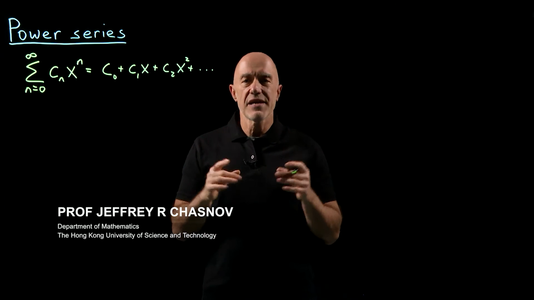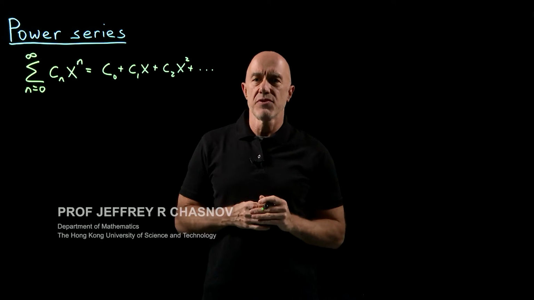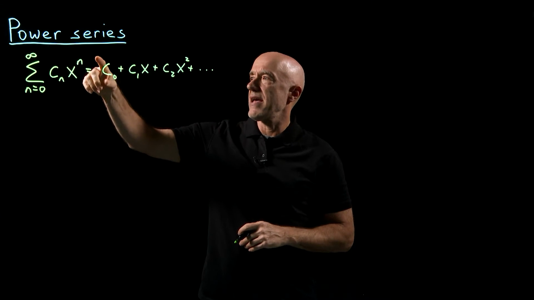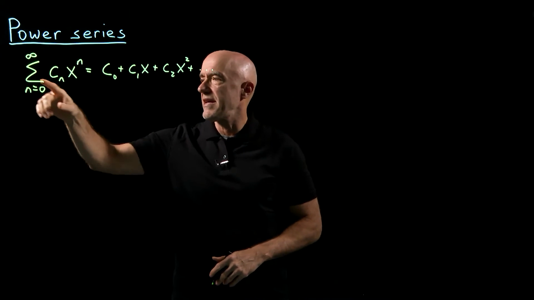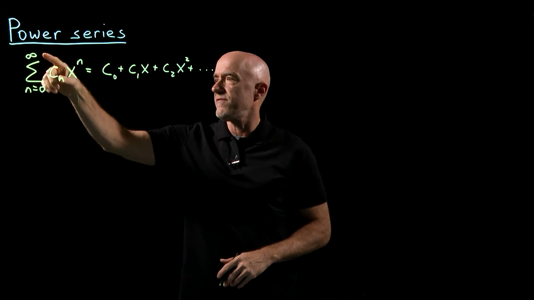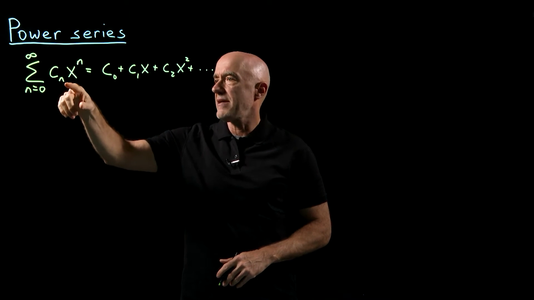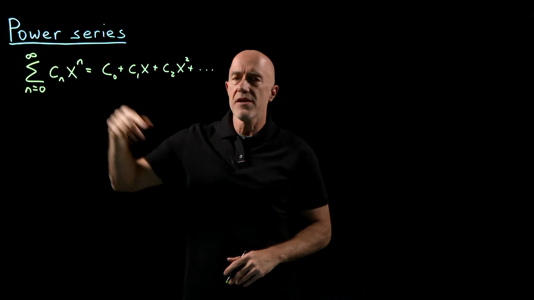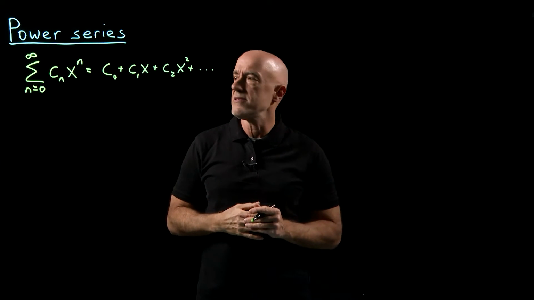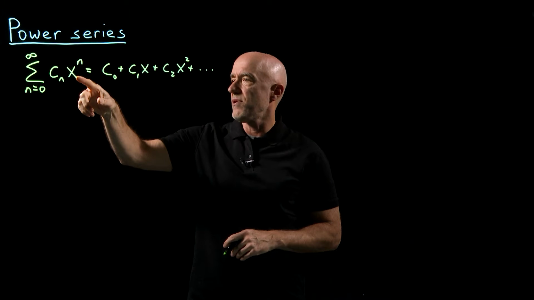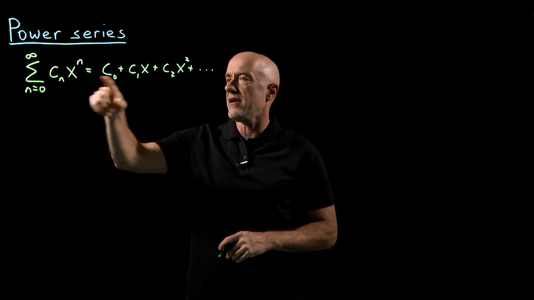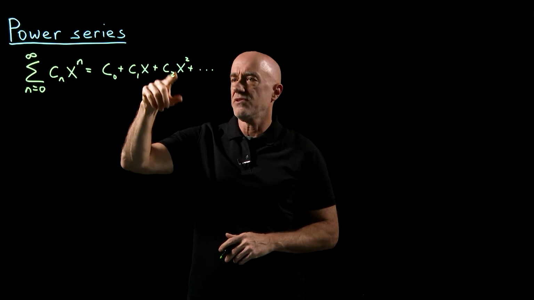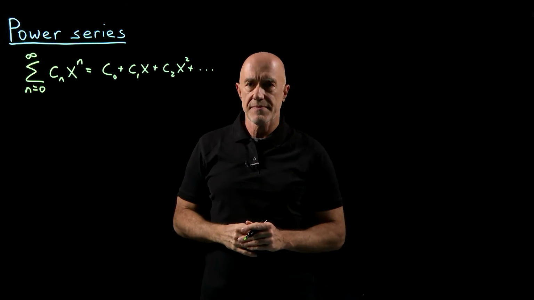Before we learn Taylor series, which is a power series, we should first learn about a general power series. A power series is written as the sum from n equals 0 to infinity of c sub n times x to the n. Here the c sub n's are constants and x is the variable. If we write this out, we have the constant term c naught plus c1x plus c2x squared, etc.